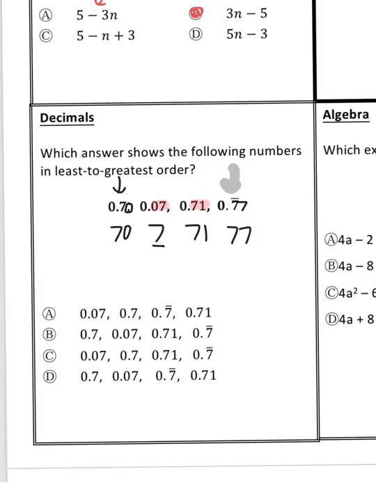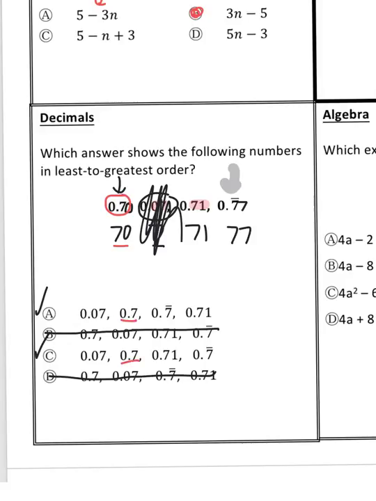order. Since 7 is smallest, that means 0.07 has to be first. It can be this, it cannot be that, it can be this, it cannot be that. So you're down to A and C. Next, let me scribble that out, I don't want to look at it anymore. The next one is going to be 70, so that means 0.7 has to be second. Okay, can be. All right, great. Next one, 71 is smaller than 77, so 0.71 has to be third. It is not. It is. That means the answer has to be C.